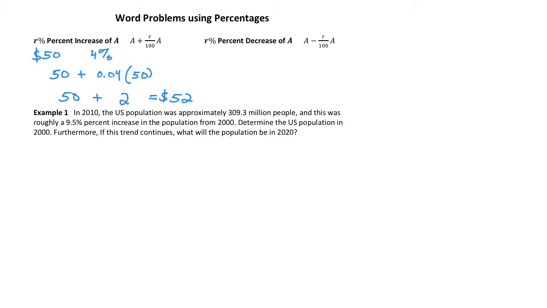Let's use this idea in example 1. So we're not going to use money, but we're going to use the idea of population. In 2010, the US population was approximately 309.3 million people, and this was a roughly 9.5% increase in the population from the year 2000. Can we use this information to determine the population in the year 2000? So to do this, I'm going to define a variable. I could use A, but maybe I'll use P to represent the population in the year 2000.